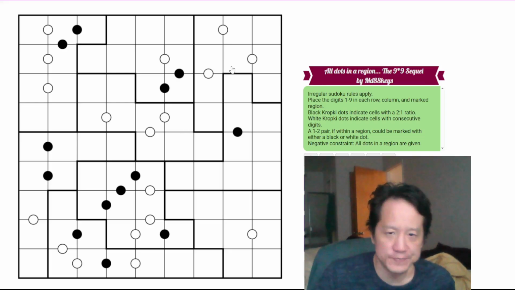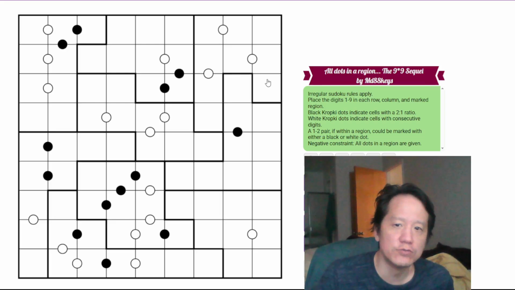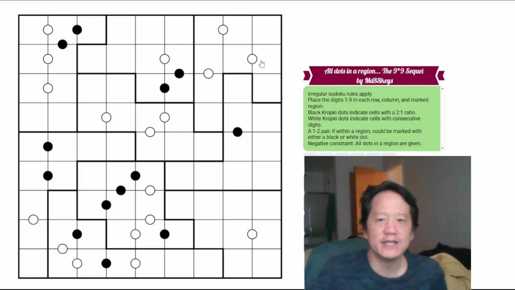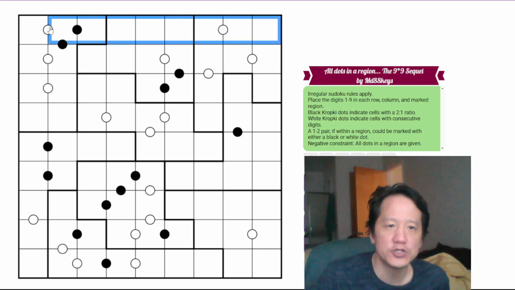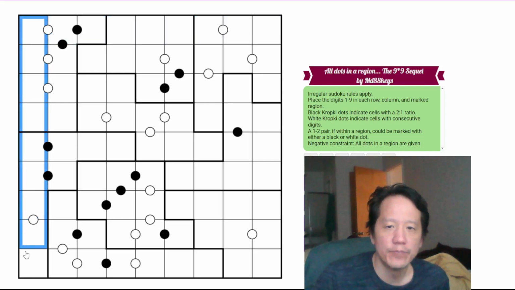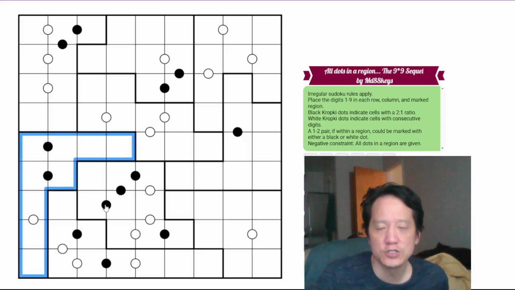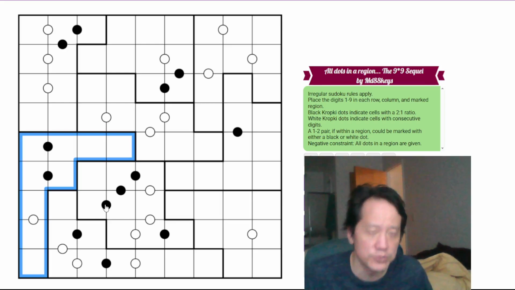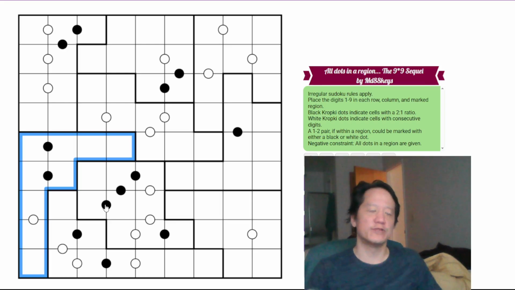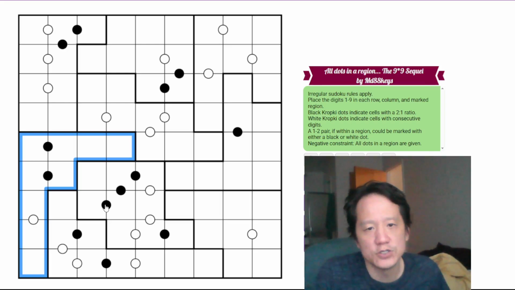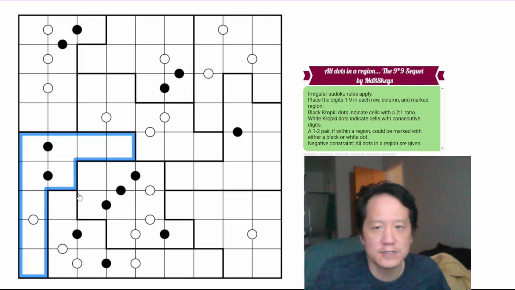Here are the rules. Irregular Sudoku rules apply, which means place the digits 1 through 9 in each row, column, and marked region. So this is just typical irregular Sudoku rules. Instead of having 3 by 3 boxes, we have just a marked region, which is 9 cells in size.